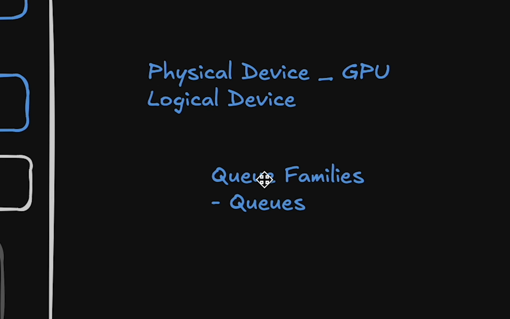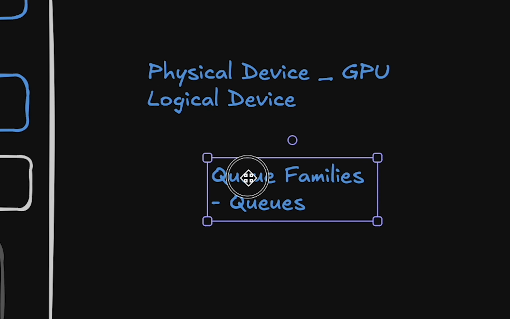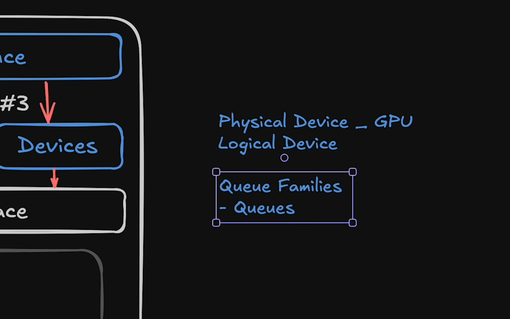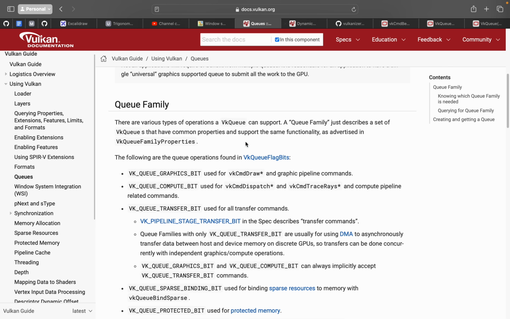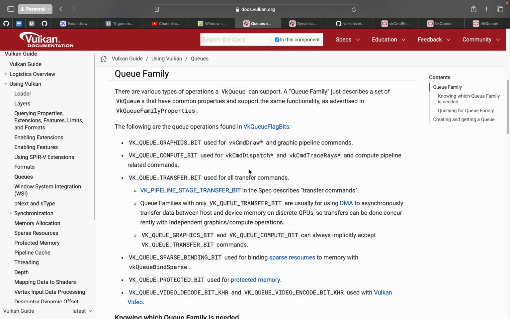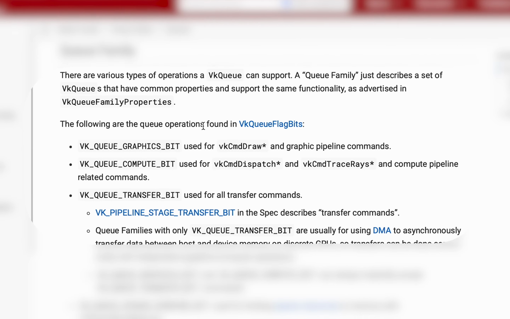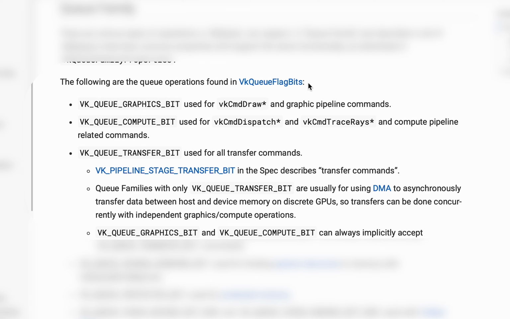Now, I'm not the best explainer, and I'm not going to pretend and try and give you the definition of what this is. So instead, what I will do is just take you to where this is kind of explained in a sense. So there are various types of operations a VkQueue can support. A queue family just describes a set of queues that have common properties and support the same functionality as advertised in the queue family properties, right? So the following are the queue operations found in queue flag bits.